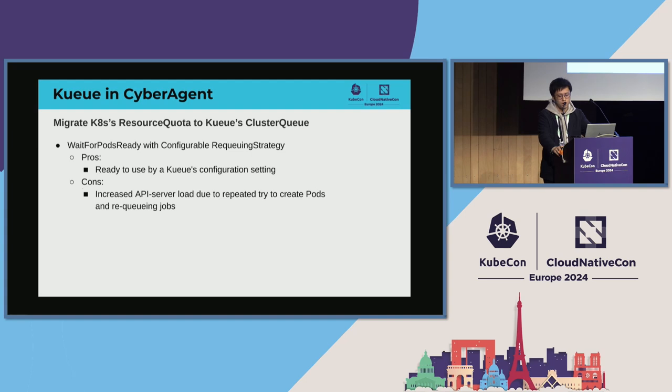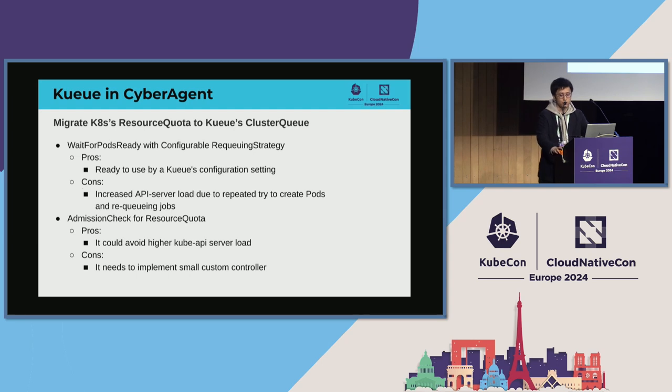As I mentioned before, wait for pods ready can be introduced easily because we can use the feature only by modifying the queue configuration. But when an admitted job violates resource quota, the Kueue controller manager continues to try to create job pods, and jobs continue to be queued. This repeated recreation increases the Kubernetes API server's load. In general, the capacity of the API server is limited and variable. So we gave up on migrating only by wait for pods ready.